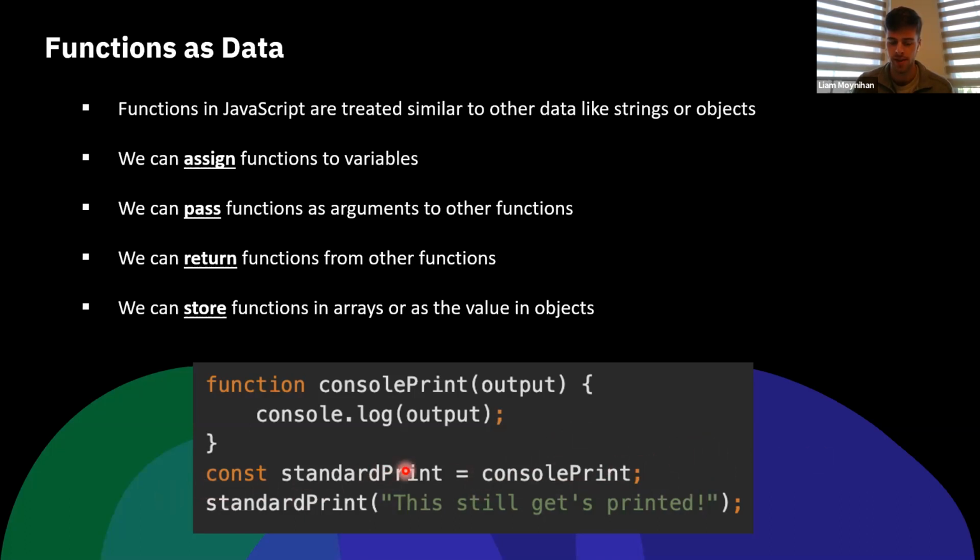We're just saying standard print is another name referring to console print. And then we can use standard print as if it was the original function. So you can say standard print, this still gets printed, and it does still get printed. Especially if you're familiar with Java, this can be kind of confusing to work with, but it's a really powerful idea, and it's one that we're going to use a lot in React. So it's a really important one to wrap your head around.